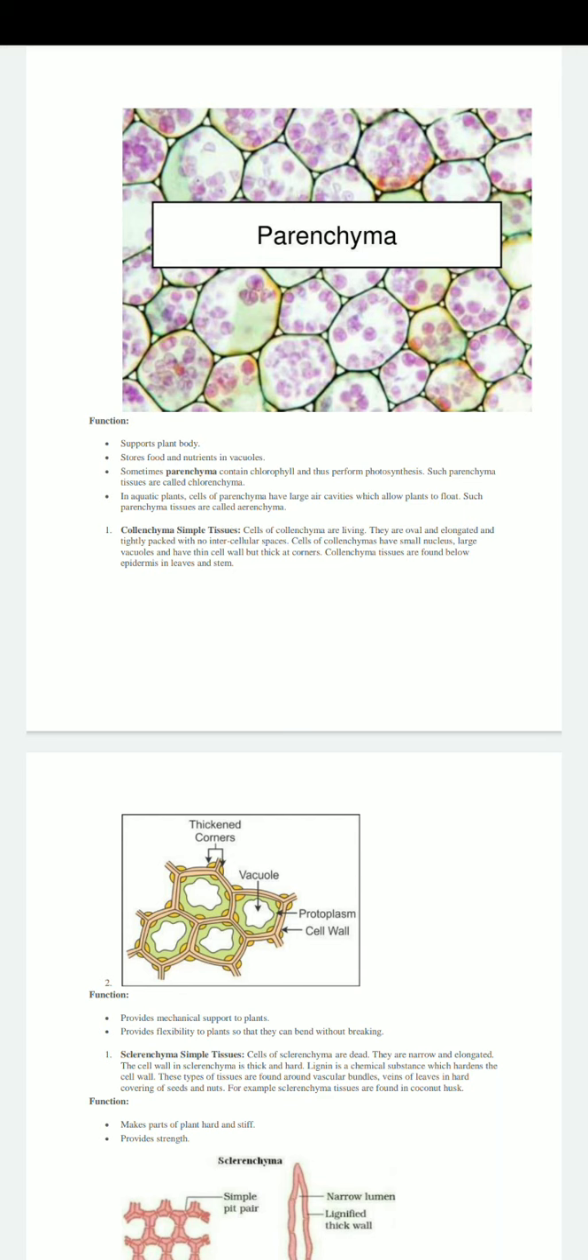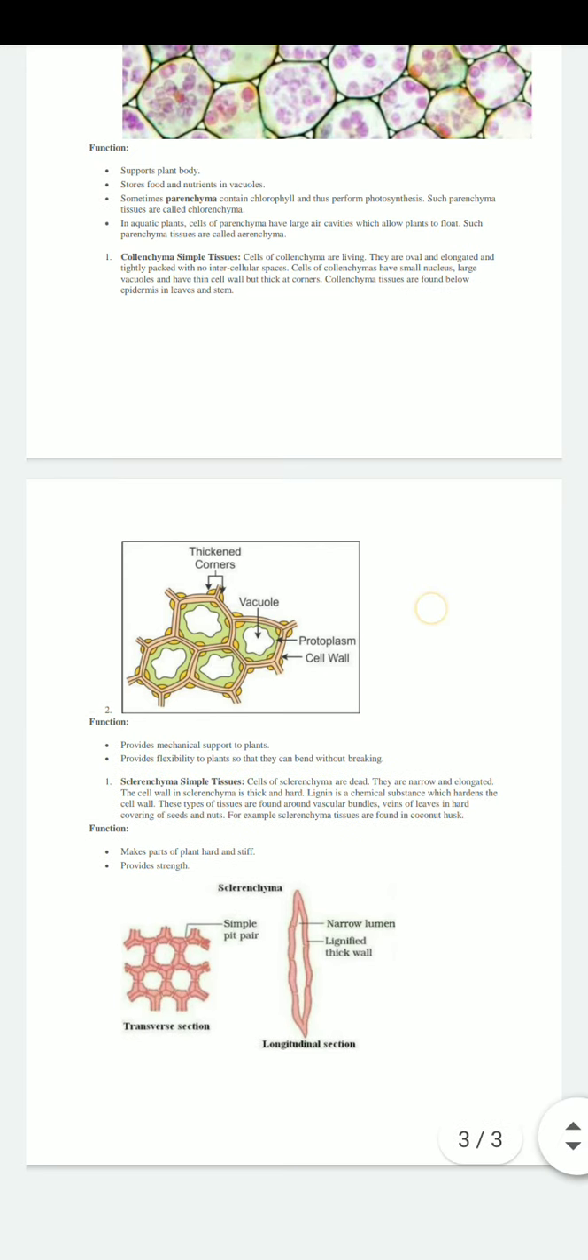Now next is sclerenchyma. Cells of sclerenchyma are dead. They are narrow and elongated. The cell wall in sclerenchyma is thick and hard. Lignin is a chemical substance which hardens the cell wall.